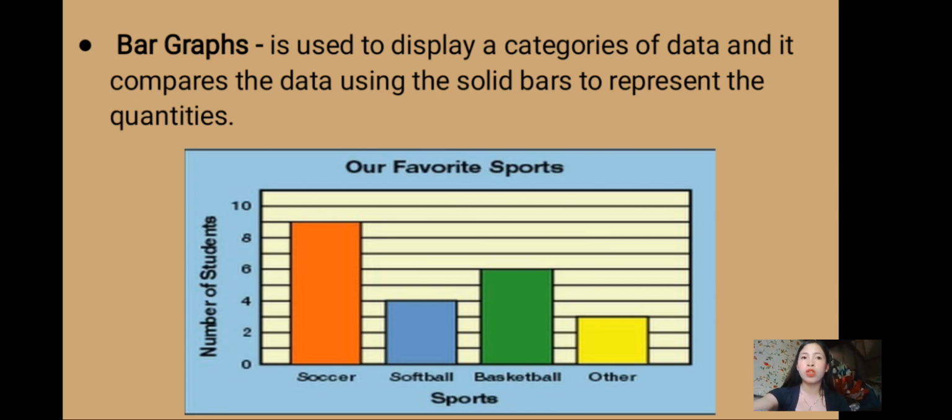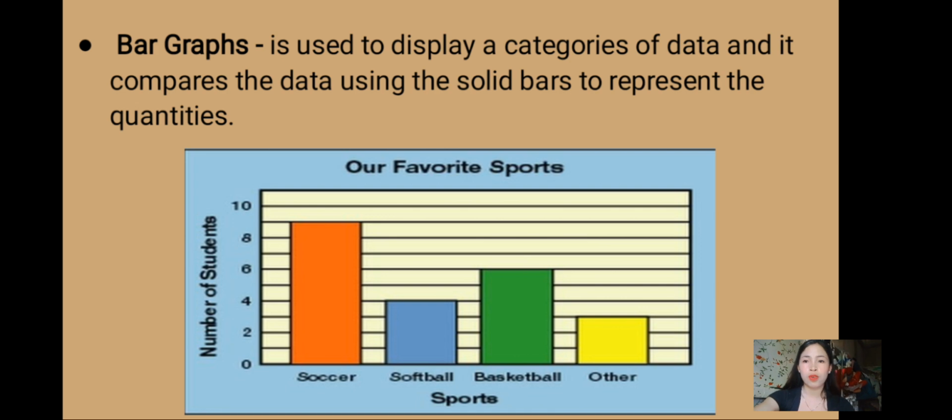And the other sports is only 2 or 3 students who like the other sports. So as you can see here, in a classroom, you can really identify how many students like these sports, like soccer, softball, baseball, and other sports. So now, let's proceed to the next.